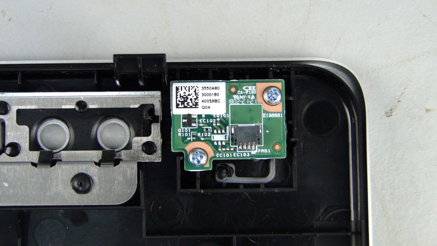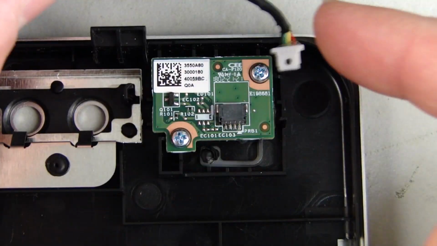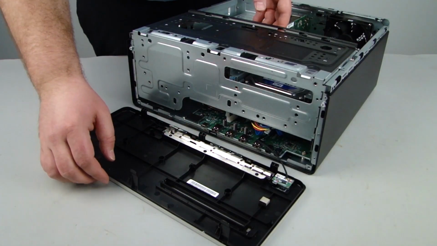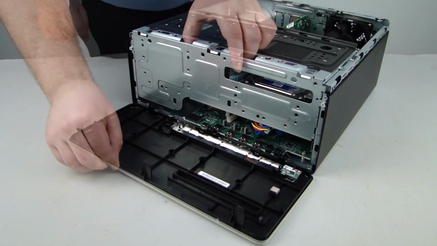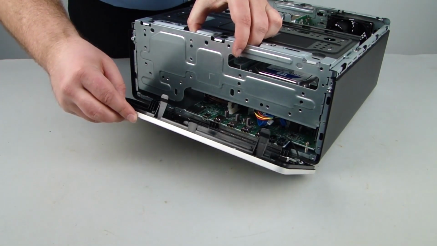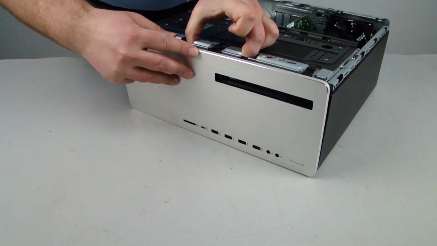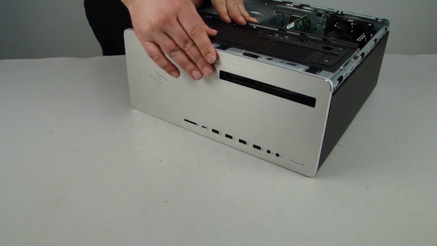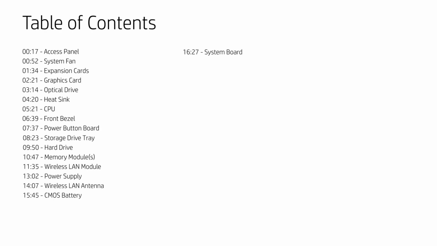Replacement. Note: if installing a new front bezel, be sure to install the power button board previously set aside. Reconnect the power button cable. Align the hooked tabs on the front bezel with the slots in the chassis. Rotate the bezel up against the chassis and press firmly until the tabs snap into place.